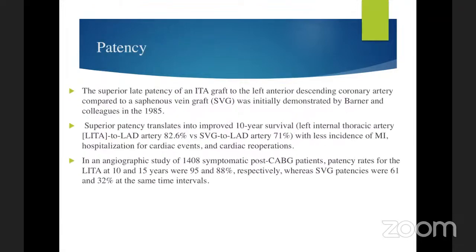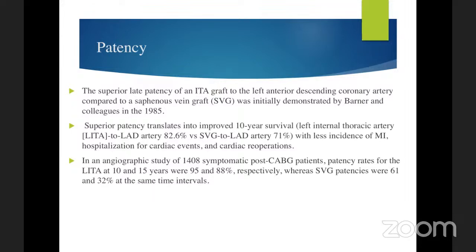So, regarding patency of the internal thoracic artery, the superior late patency of the internal thoracic graft to the left anterior descending coronary artery compared to a saphenous vein graft was initially demonstrated by Barner and colleagues in 1985. This superior patency translated into improved 10-year survival with the internal thoracic artery, with less incidence of myocardial infarction, hospitalization for cardiac event, and cardiac reoperation.